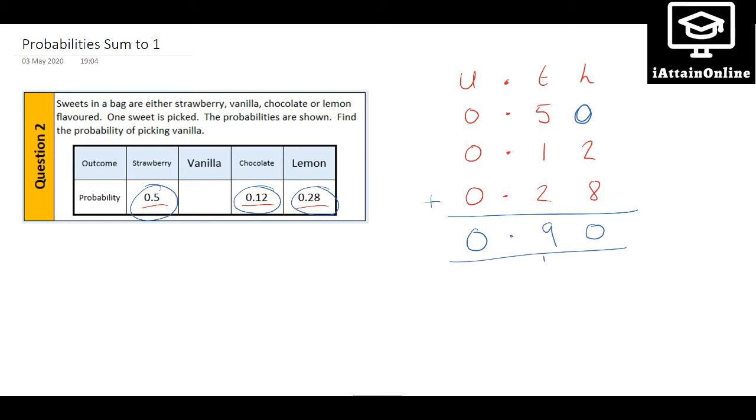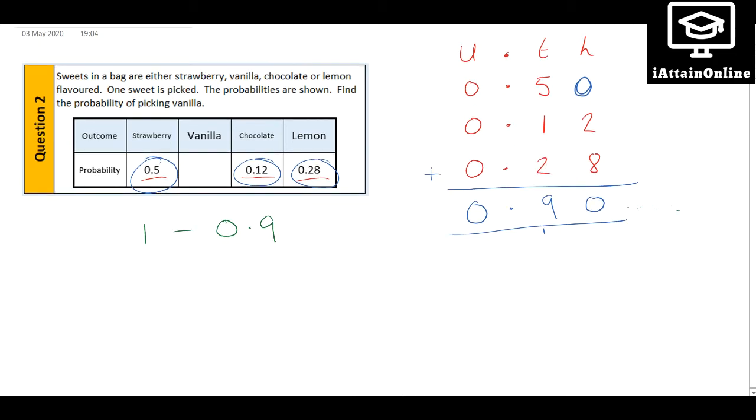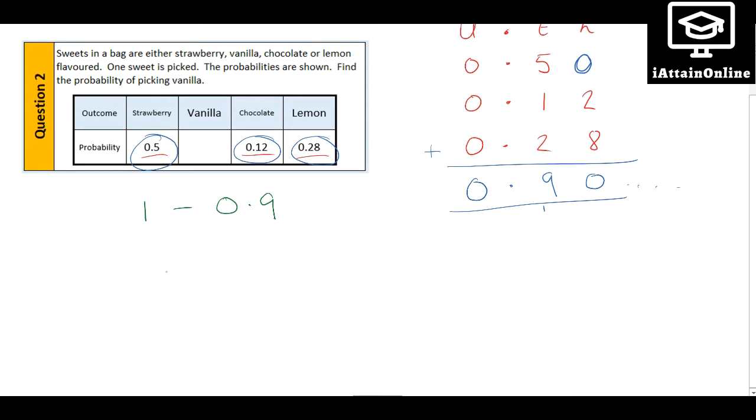Remember, all 4 of these options, there are no other options, so it is certain if I pick a sweet that it is one of these sweets. Because that is certain, that means the probabilities have to add up to 1. So what I'm now going to do, the second step, is to do 1 and take away from that 0.9. You could put the 0. It's not really important that you do that because there are no other digits after the 0. So I'm now going to do my units, my tenths, and my hundredths.